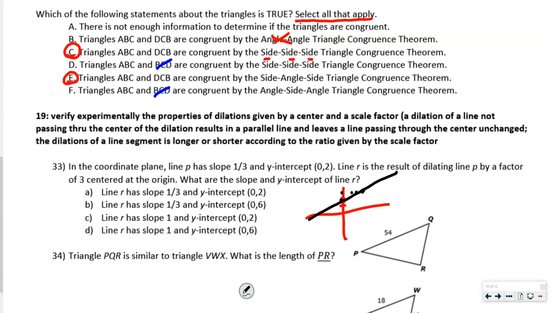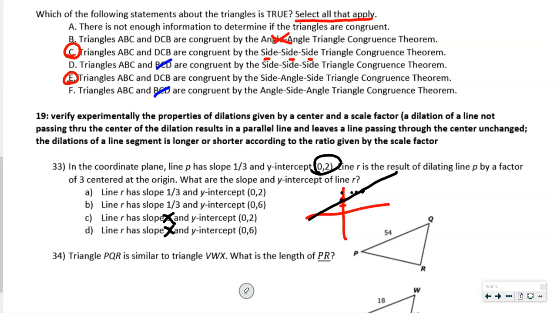It says what is the slope and y-intercept if it is dilated by a scale factor of 3, right? So here's the deal, guys. The slope does not change. So these cannot be the answer because the slope doesn't change. But the y-intercept would change. So what we want to do is take this point right here and dilate it by 3x, 3y. See where it says the dilation point over here, y'all?